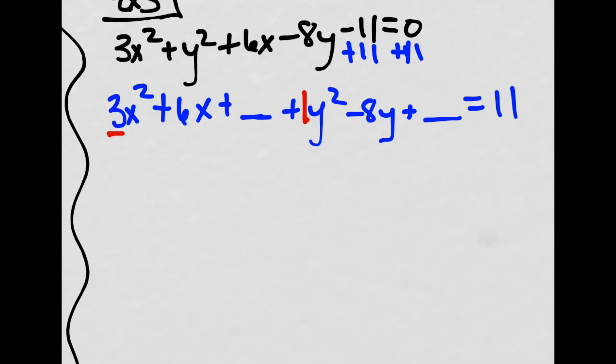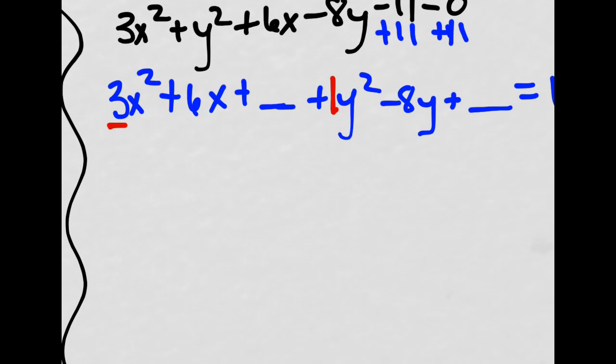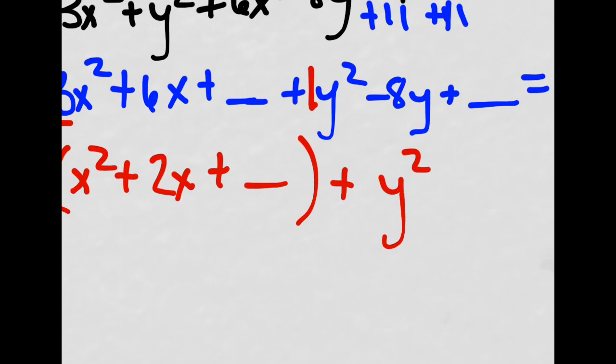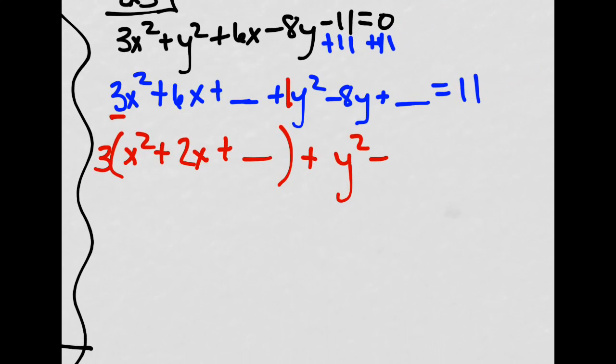Okay. So we need to factor a 3 out of this term, but do we have to do anything with the y's? No. So if I pull a 3 outside there, I'm going to have x squared plus what? 2x. And it doesn't affect my blank because I haven't put anything in the blank. And then the y is still going to be y squared minus 8y plus blank, 11. So we always do this before we complete the square. Now we can complete the square.